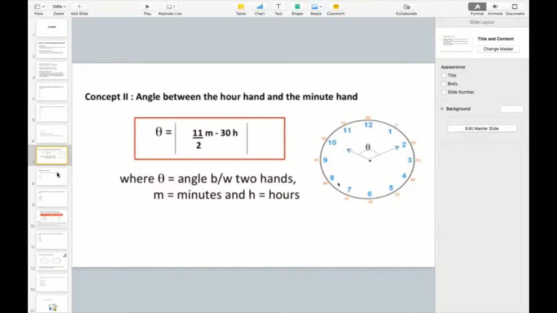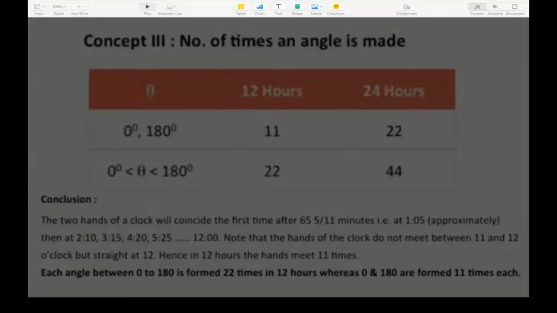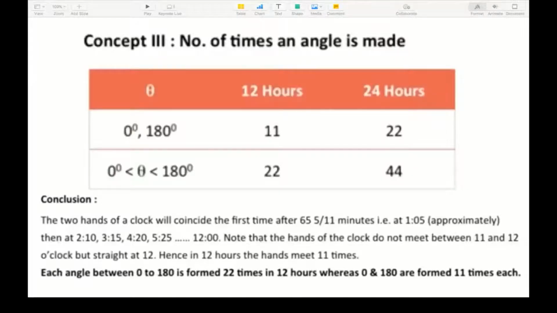Okay, now moving ahead, coming to concept number 3. So guys, concept number 3 is very simple, and there's no formula as such. You just need to remember these values. This concept simply says that a particular angle occurs for how many times in a day.